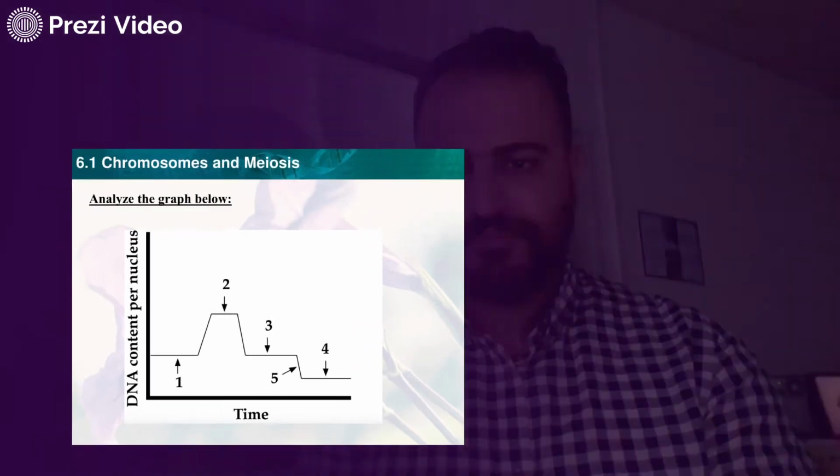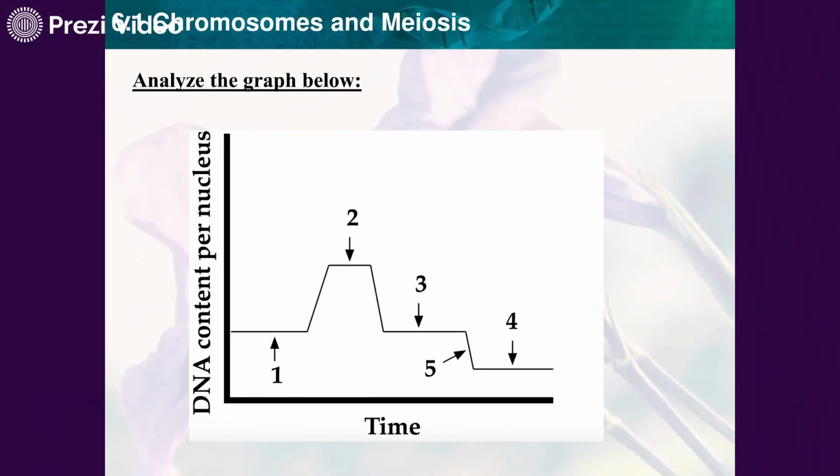Now, this graph explains the content of DNA per division or per meiosis. If we look at this graph, we can see 1, 2, 3, 4, and 5. We can see 3 different values for DNA. Number 1 is the content or the amount of DNA in G1, before DNA is copied. 2 is the content of DNA after S phase during interphase, when DNA is copied. So we have double the amount of DNA.